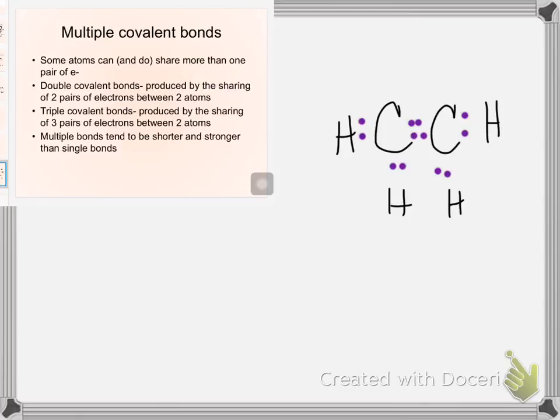So, how many electrons does each carbon feel like it's surrounded by? 2, 4, 6, 8. 2, 4, 6, 8. The carbon counts to 8, it's happy. That's a double bond. We can triple bond stuff too.